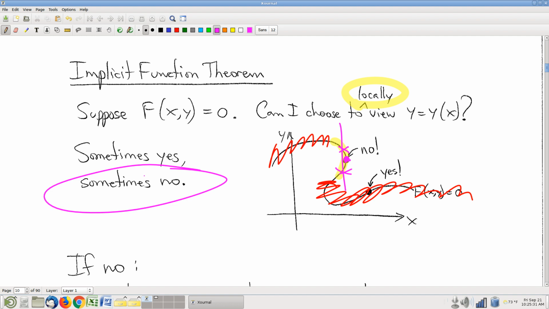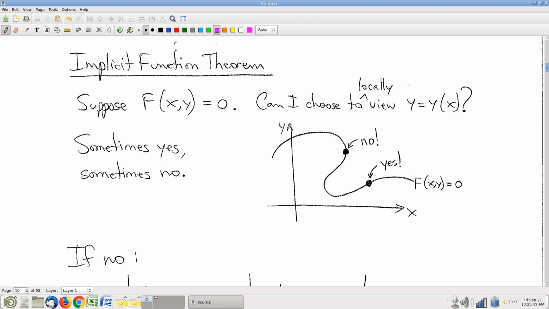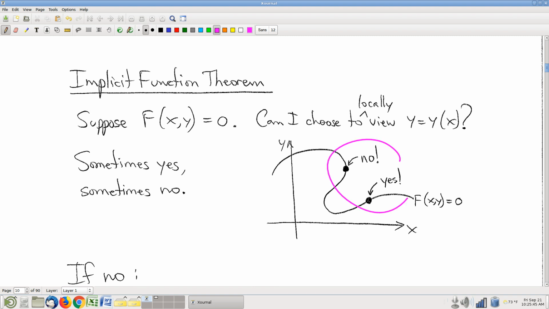Even with this locally little caveat. Everybody see what's going on there? Okay. All right. Obviously in high schools they don't talk about this very much, if at all. So let's try to ask the question, well, how do I distinguish between these cases?